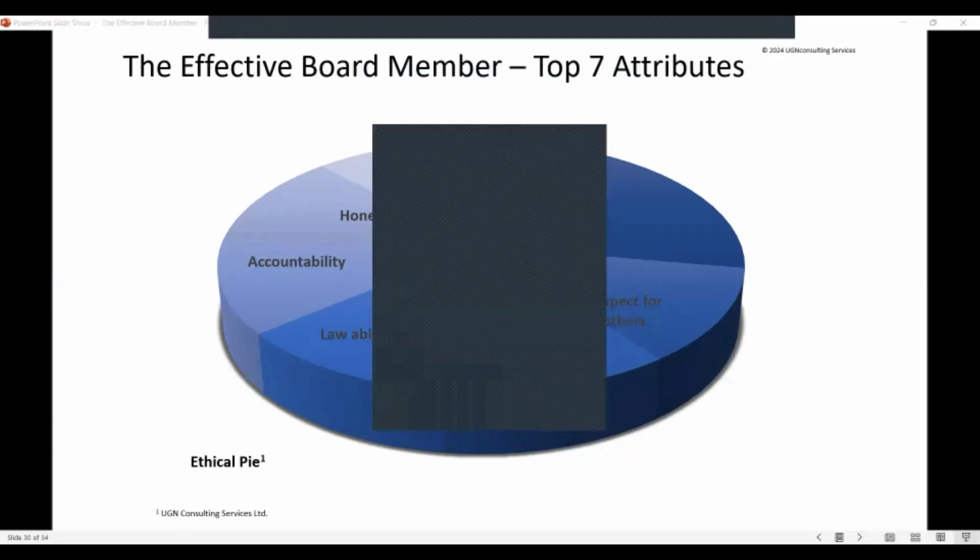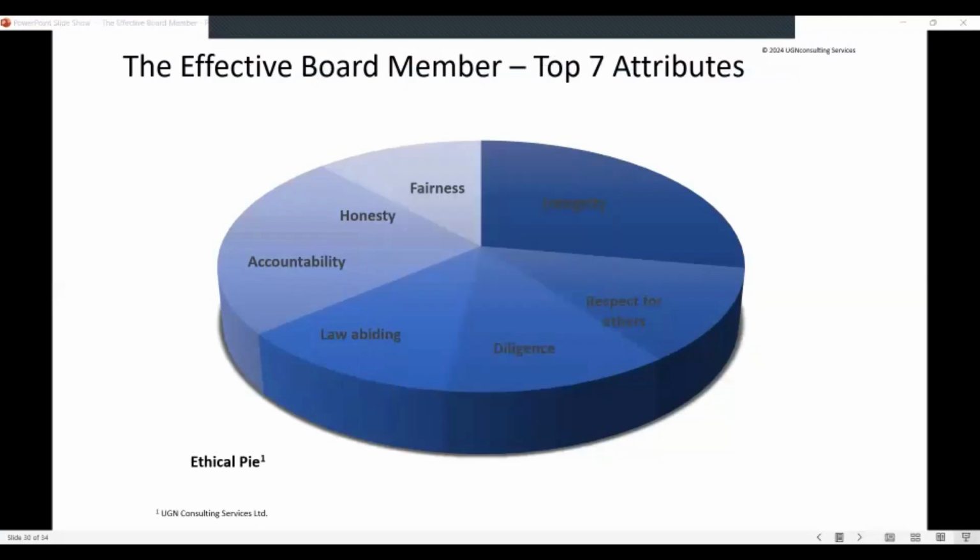Okay. Because of our time, I want to be very brief. I'm not giving in-depth coverage. We'll have a lot of discussions around these attributes and board matters.